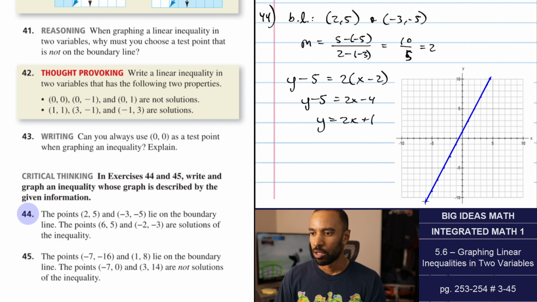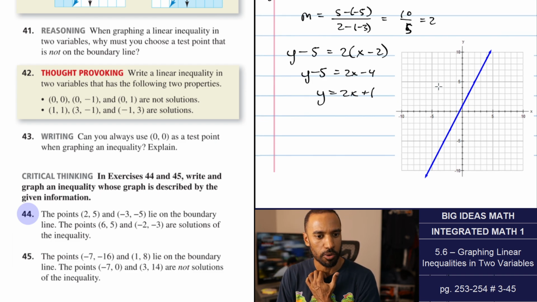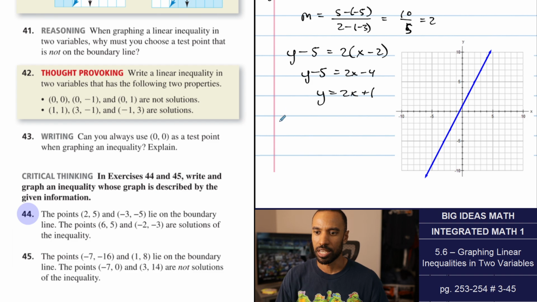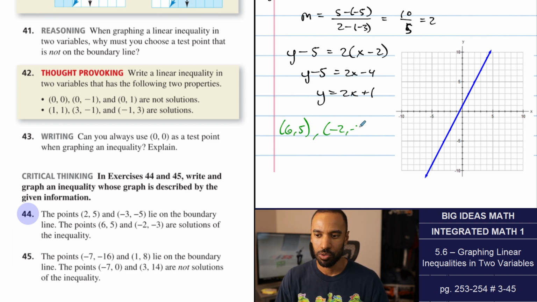Now, I don't yet know if the points that they test are on the line or not. So let's see what points they're talking about. They say (6, 5) and (-2, -3) are solutions. So (6, 5), I'm going to write them in green, and (-2, -3).